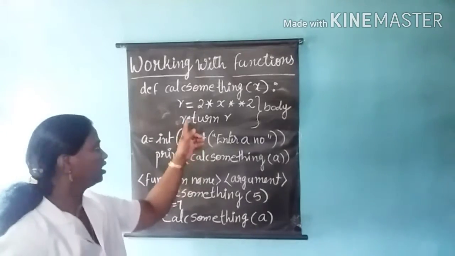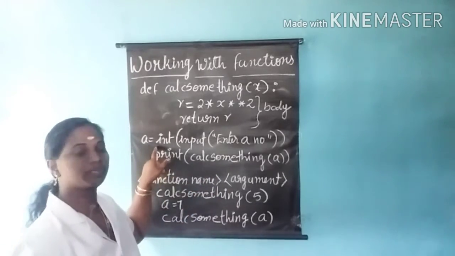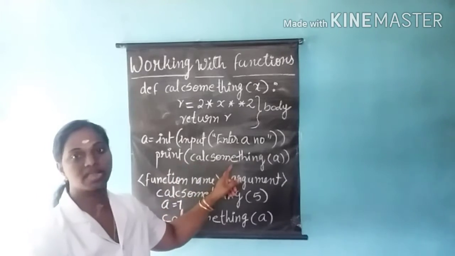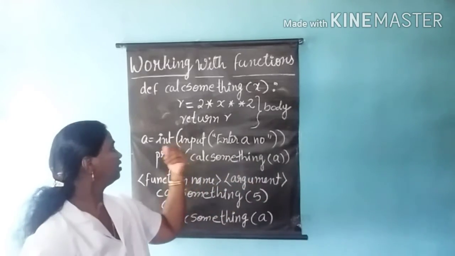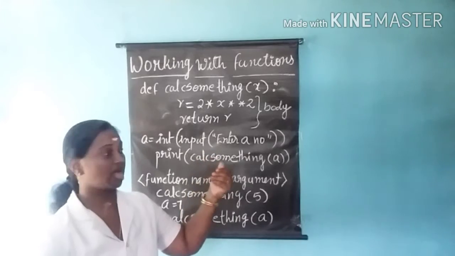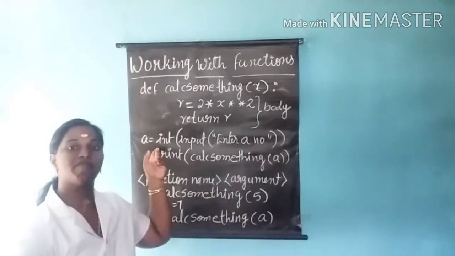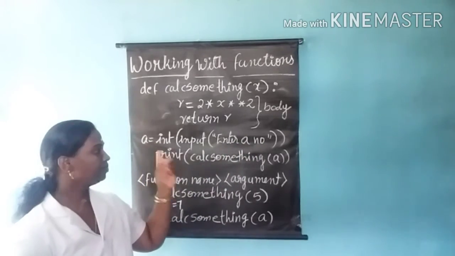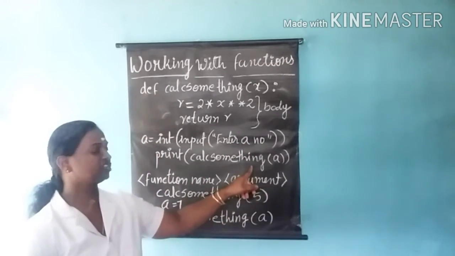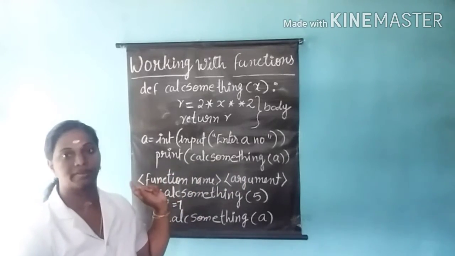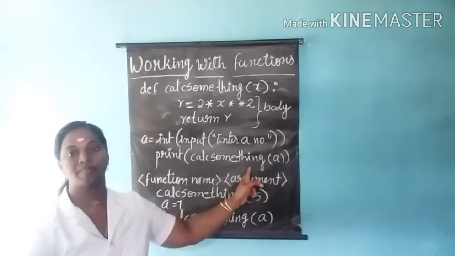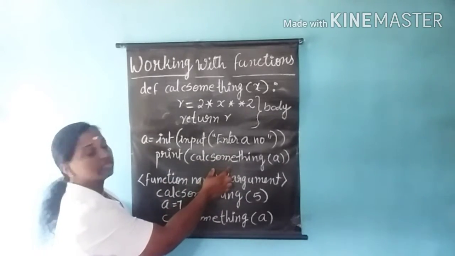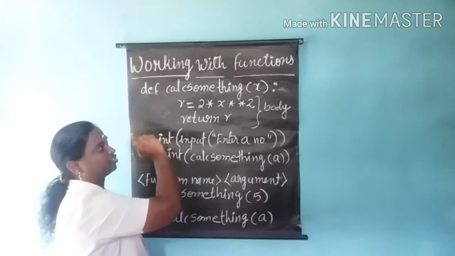So listen here. Here we have one code: a = int(input("Enter a number")). Okay. Then print(calc_something(a)). That means here first we read a number. That number is assigned to the variable a. Then the function calc_something is called inside the print statement. Print of calc_something(a) means the print statement called the function calc_something. So the execution will jump to this function.